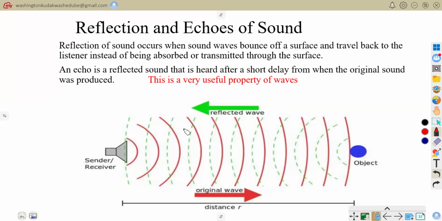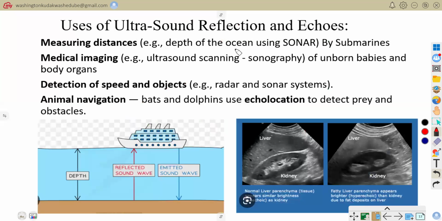So we use this property of sound in our daily lives, for example, in sonography, or in sonar in our submarines. So let's look into the uses of ultrasound reflection and echoes. One use of ultrasound reflection and echoes is measuring distances. We can use ultrasound reflection as well as echoes to measure distance.